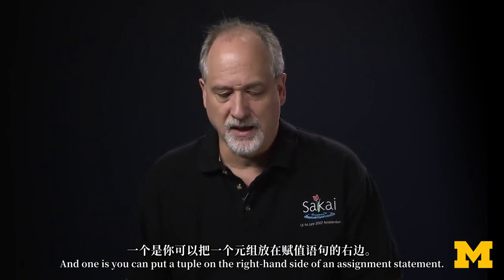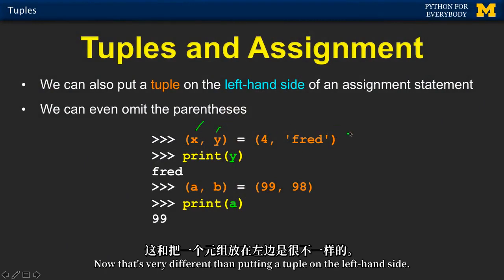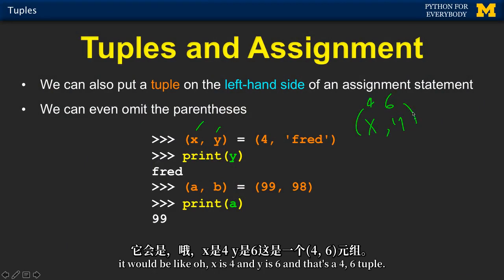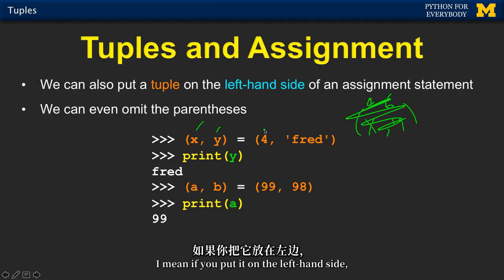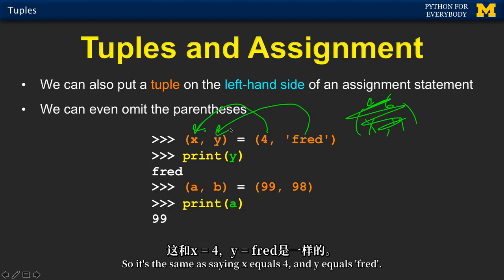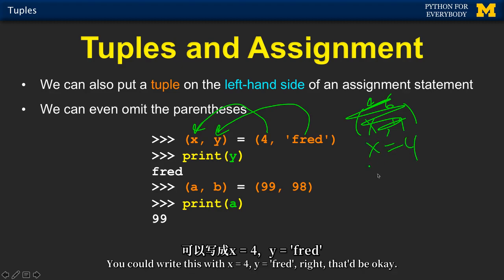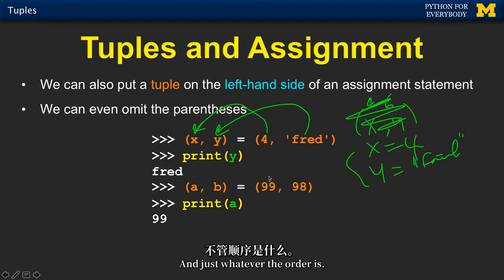Now, there's a couple of cool, interesting things that we can do with tuples, and one is you can put a tuple on the left-hand side of an assignment statement. Now, they both have to be variables in this case. Now, that's very different than putting a tuple on the right-hand side. If I put x and y on the left-hand side, it would be like, oh, x is 4 and y is 6, and that's a 4-6 tuple. If we put a tuple on the left-hand side, it expects a tuple on the right-hand side, and then does a one-to-one correspondence. So it's the same as saying x equals 4 and y equals quote Fred quote. And so that is sort of a simultaneous assignment statement. You could write this with x equals 4, y equals Fred. That'd be okay. But you can do this, and we'll see in a second. And it just follows whatever the order is.